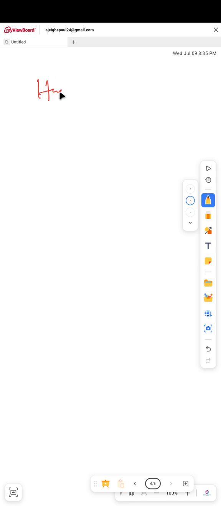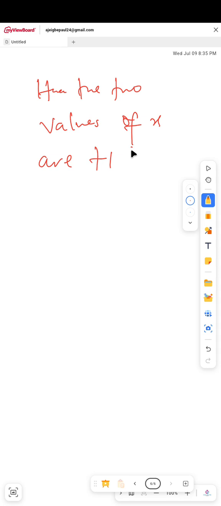Hence, the two values of x are positive 1 and then what? And negative 1. Those are the two values of x. We have positive 1 and negative 1.